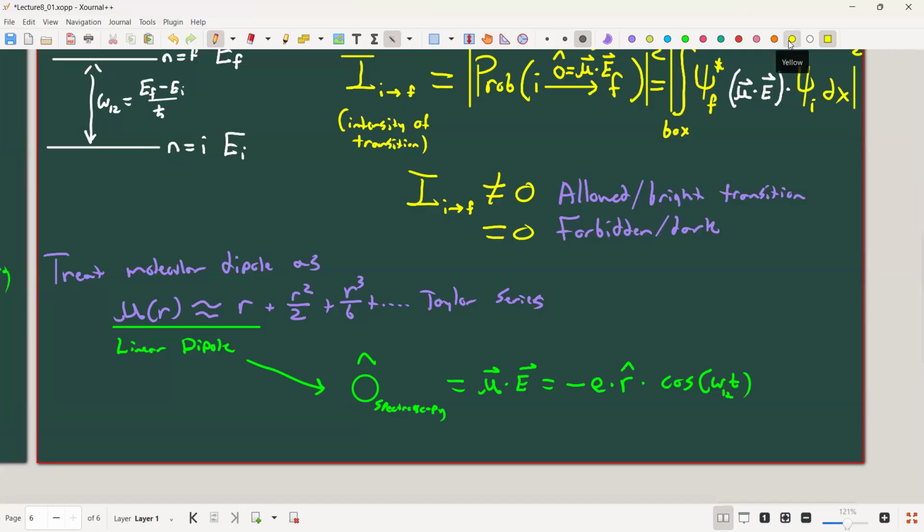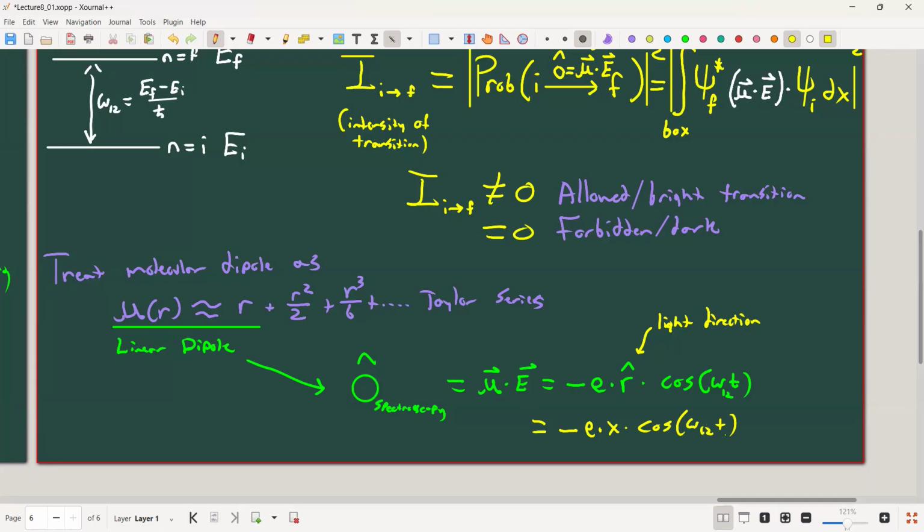Okay, and so if the light is propagating in the z direction, R is the propagation direction of the light. So if R is z, then it's just equal to minus E dot x times cosine omega 1,2 t. It's that easy. It's just an x function. We've already calculated this, right?